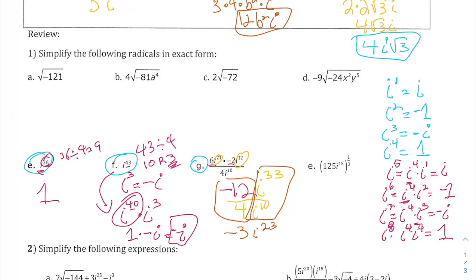And I to the 33rd divided by I to the 10th is I to the 23rd. And then, one of the ways I just showed you: you can either divide by 4 and look at the remainder, or you could just say that's I to the 20th times I to the third. I to the 20th is just 1. I to the third is negative I. So now this is negative 3 times negative I, which is positive 3I.